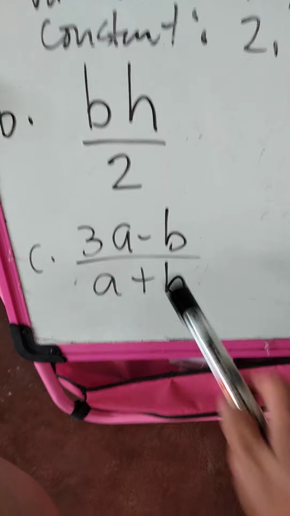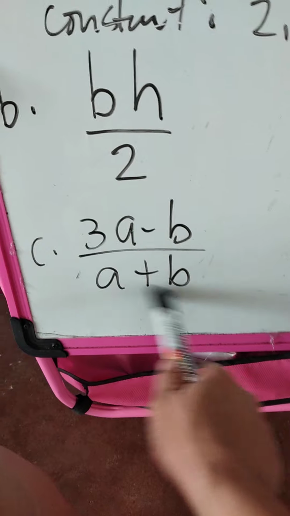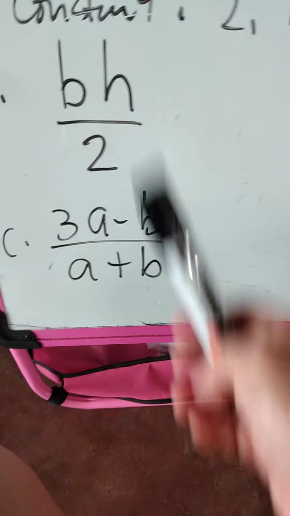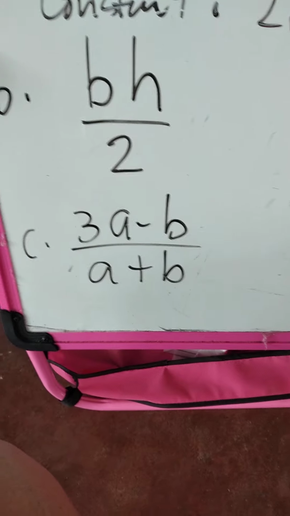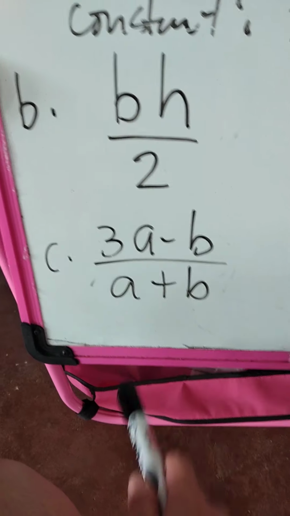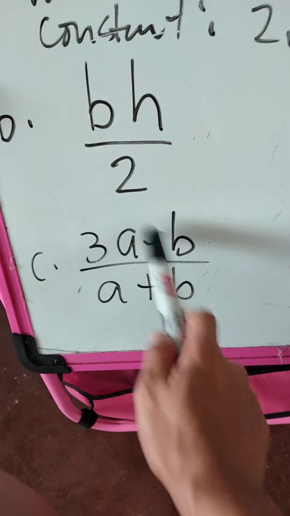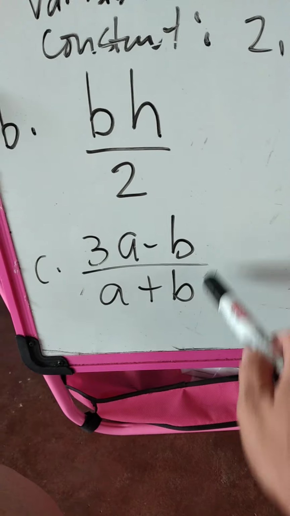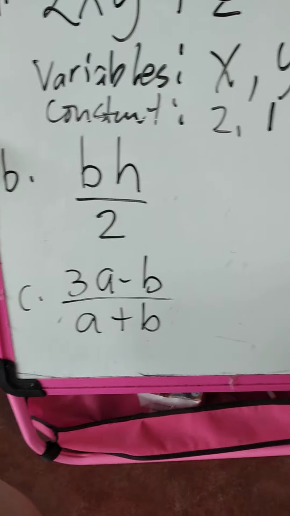For letter C, your variables are A and B, right? A, B here, A and B here in the denominator. So A, B, you don't need to repeat. And then the constants, 3 and 1. And the operation involved, how many? There are 4 operations. Multiplication between 3 and A, because it means 3 times A. So multiplication, and subtraction between the first term and the second term. So subtraction, and there is the division symbol. And addition. So 4 major operations. Okay?